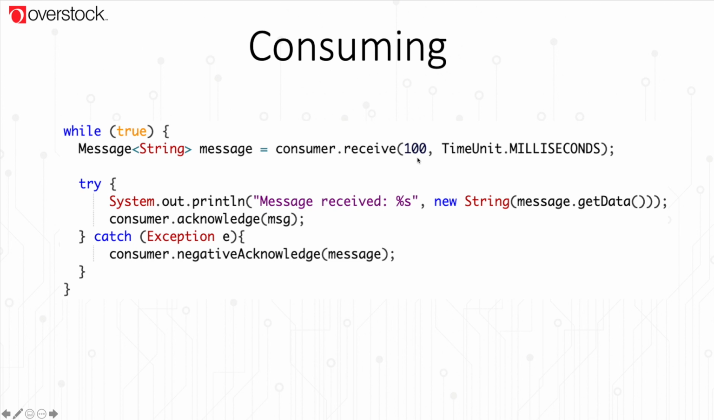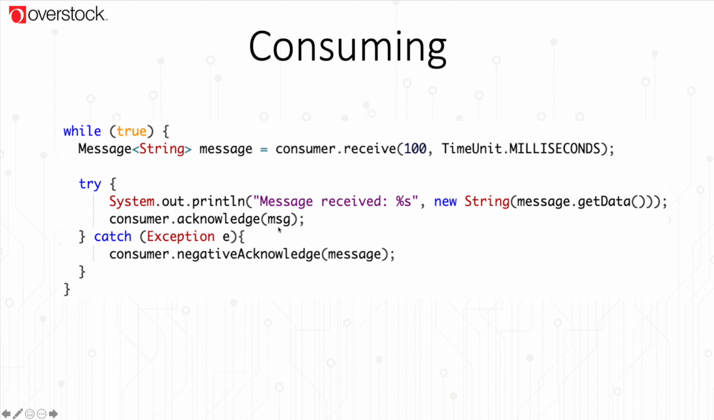In this case, we're just setting a timeout of 100 milliseconds. That should be more than plenty. If you're not getting a message in 100 milliseconds, there's something wrong. And then when you're done processing your message, you generally want to acknowledge it. Depending on if you have auto acknowledgement set on your topic, that can change things a little bit.